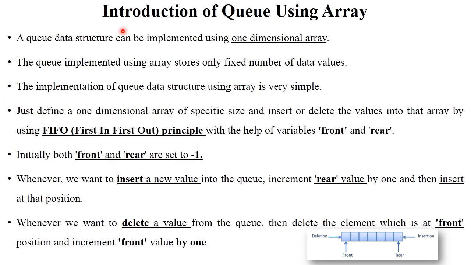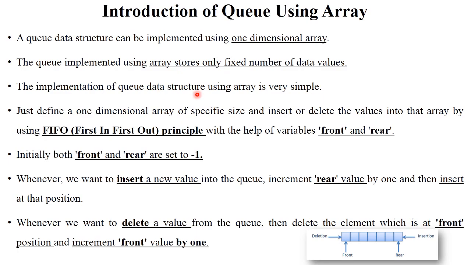So what is meant by queue? We all know that queue is a linear data structure, and queue always follows the principle first in, first out. So the queue data structure is implemented using a one-dimensional array only. A queue implemented using array stores only a fixed number of data values. So when you have to implement a queue using array, you must know how many elements are stored in the queue data structure.